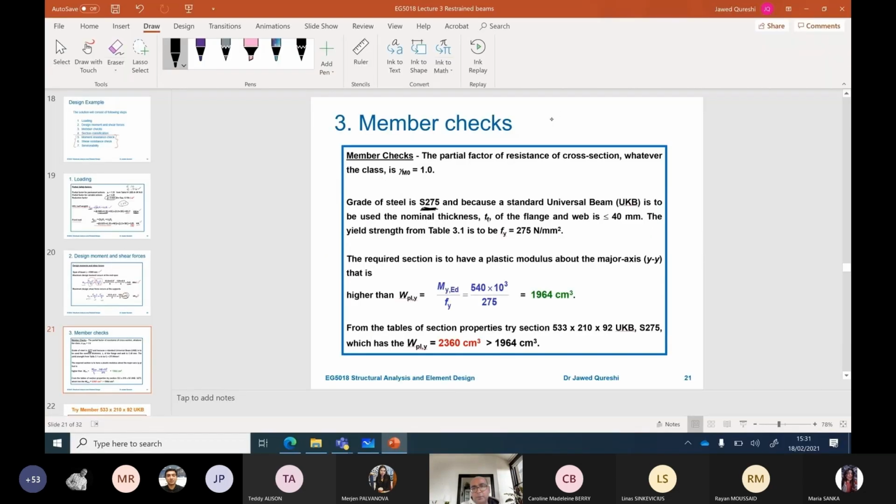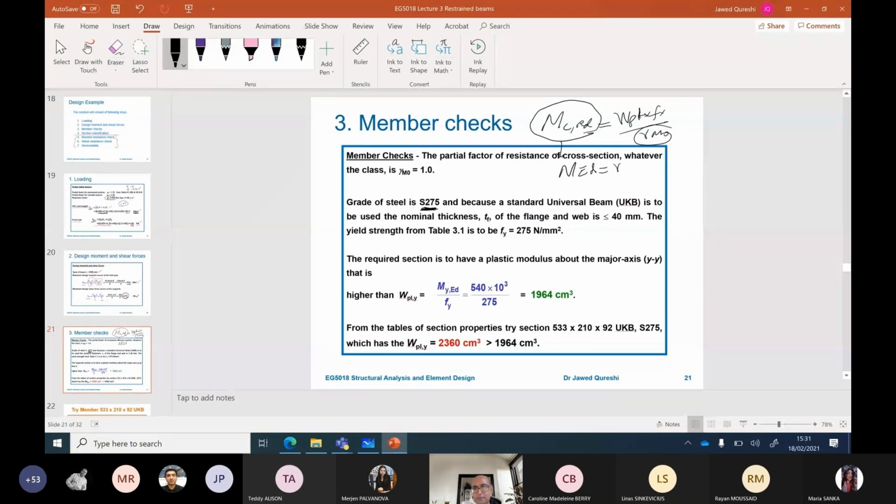The formula for moment M_c,Rd was W_pl into f_y over gamma M0. Gamma M0 is 1. For the time being, I'm assuming that the capacity of the section is equal to applied so that I can find out the section.